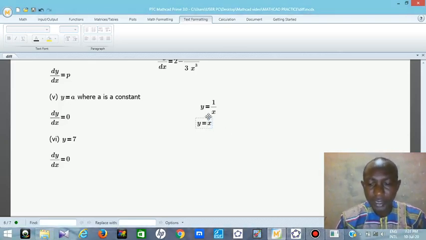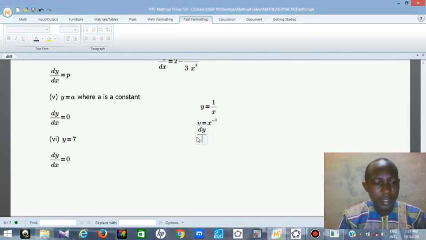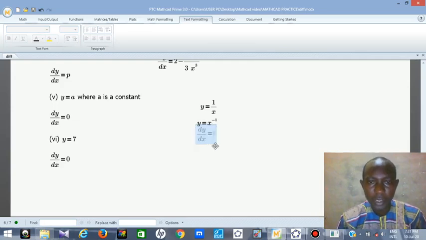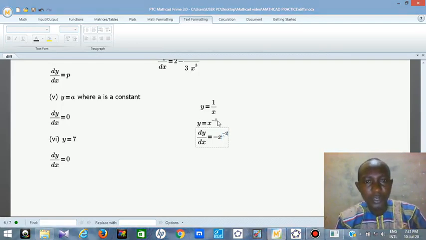So x raised to power minus 1. So you remember your law of indices. After you have done this, your final answer, dy/dx, is going to be equal to, then you remember the basic rule now. The basic rule of differentiation says the power will multiply the coefficient. Since the power is minus 1, you are going to have minus x, then subtract 1 from the power. The power is minus 1 minus 1, so you're going to have x raised to power minus 2.